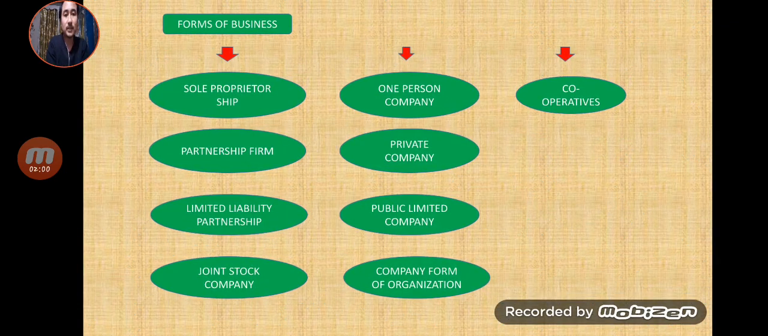sole proprietorship. This is one of the simplest, and if you look in and around, there are lots of people doing sole proprietor type of business. If you go to a restaurant or a grocery shop, most of them, almost all of them, are a sole proprietorship form of business.